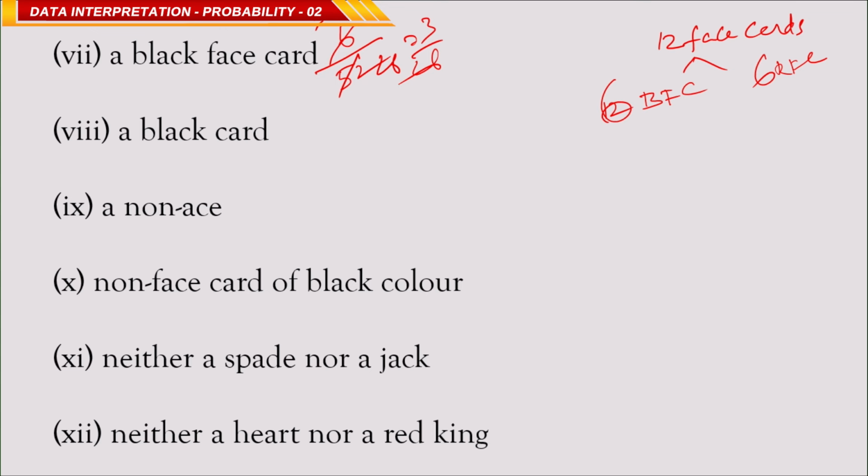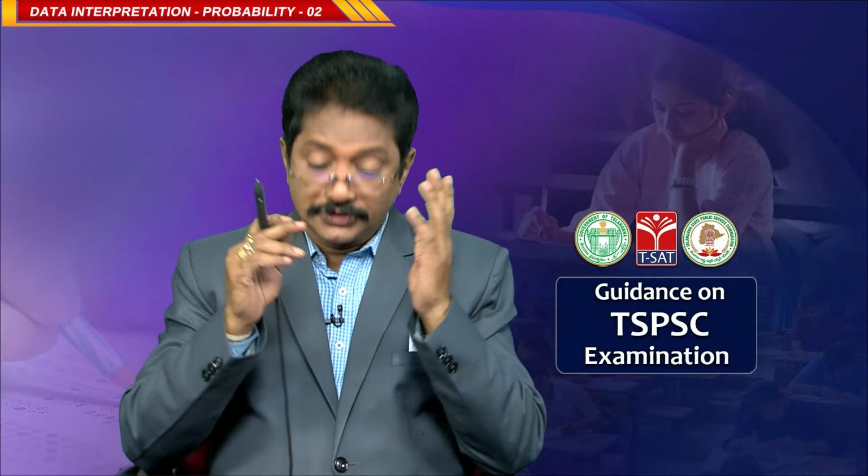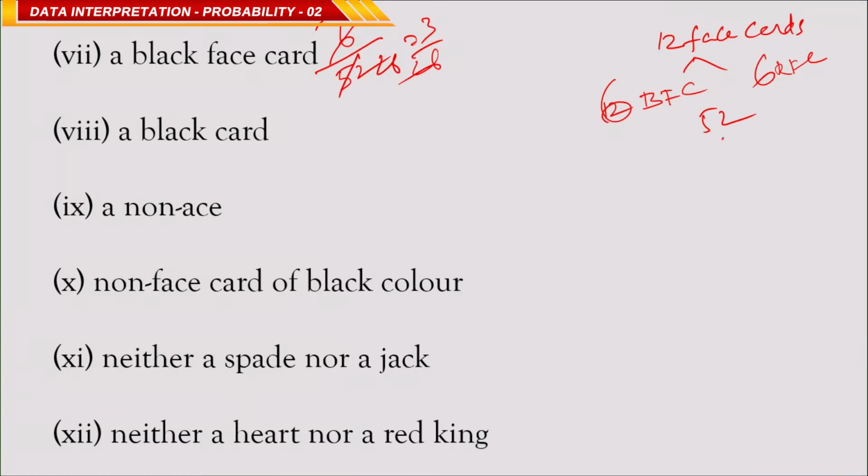Okay. Now, come to the black card. So, we have 52 cards. Among 52 cards, 26 cards are black and 26 cards are red. So, the favorable outcomes for getting a black card is 26 and total outcomes is 52. So, 26 by 52 means here 26 1s are 26, 26 2s are 52, so 1 by 2.